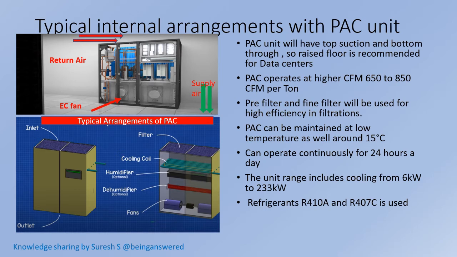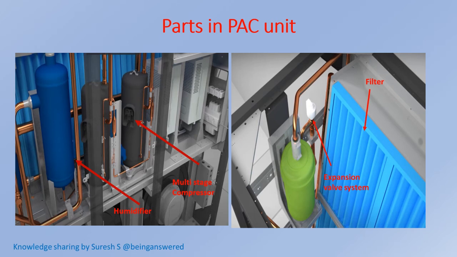You can see the typical arrangement of a PAC in the other picture. At the top you can see the filter, next you can see the cooling coil, next the humidifier, below that the dehumidifier, and below that the fan. This will be the internal arrangement of a PAC unit. Outlet air from the bottom and inlet air from the top. The close picture of parts of a PAC is shown for your better understanding.